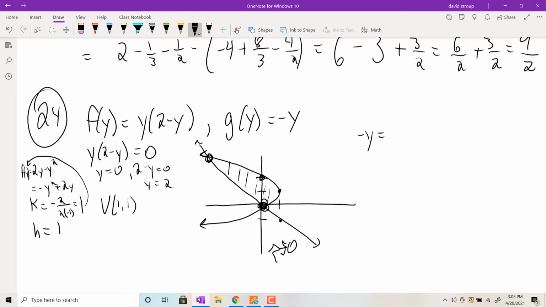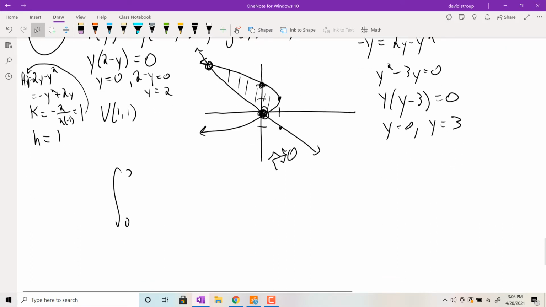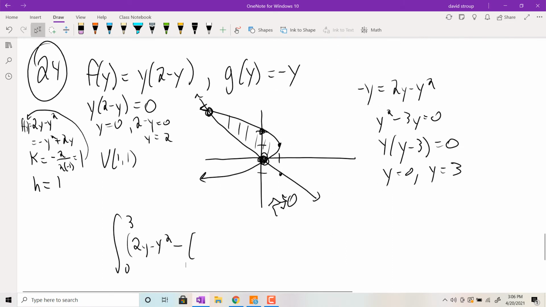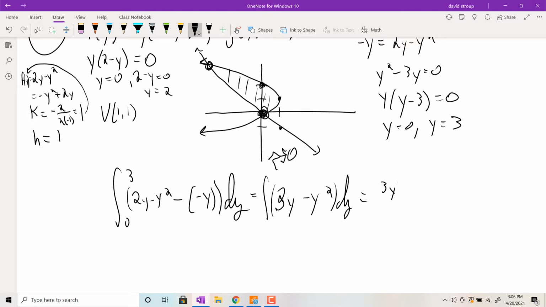So you set the two equations equal to each other. Factor out the y. And it looks like we're integrating from 0 to 3. This time the parabola is on top, and the line is on the bottom, so minus -y. Let's get a little practice doing an integral. Clean it up first. 2y plus y gives me 3y, and then minus y squared. Integrate.